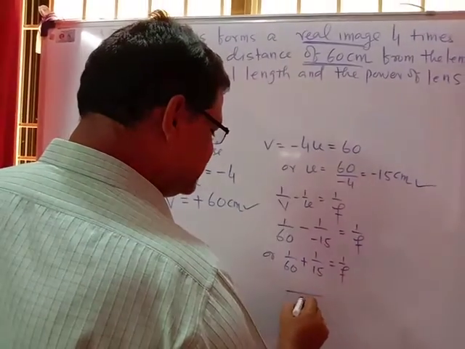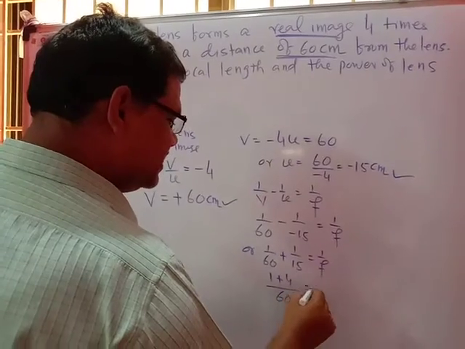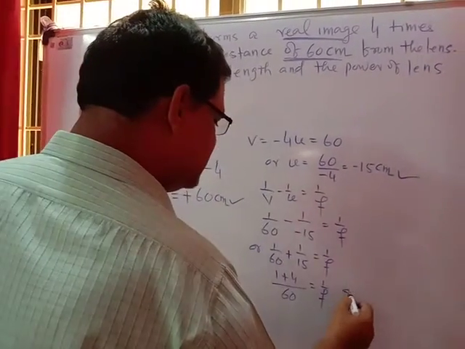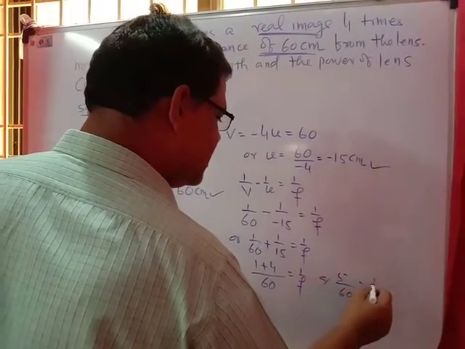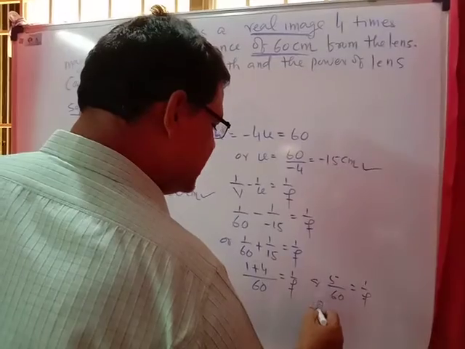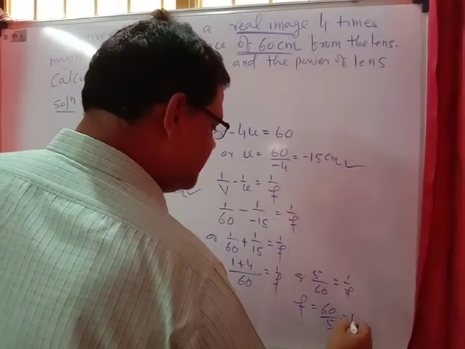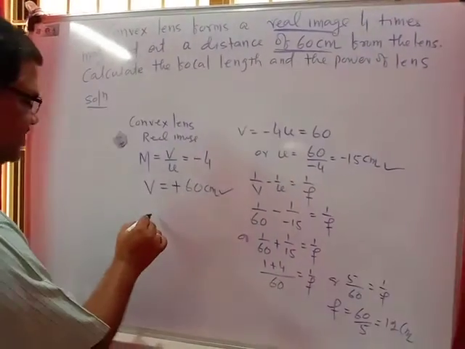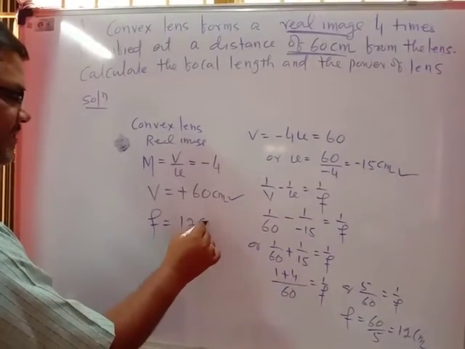LCM is 60, so it will be 1 plus 4 upon 60, or 5 upon 60, that is equal to 1 upon F. Or you calculated F equal to 60 upon 5, that is equal to 12 centimeter. The focal length F is 12 centimeter. You calculated F is 12 centimeter.